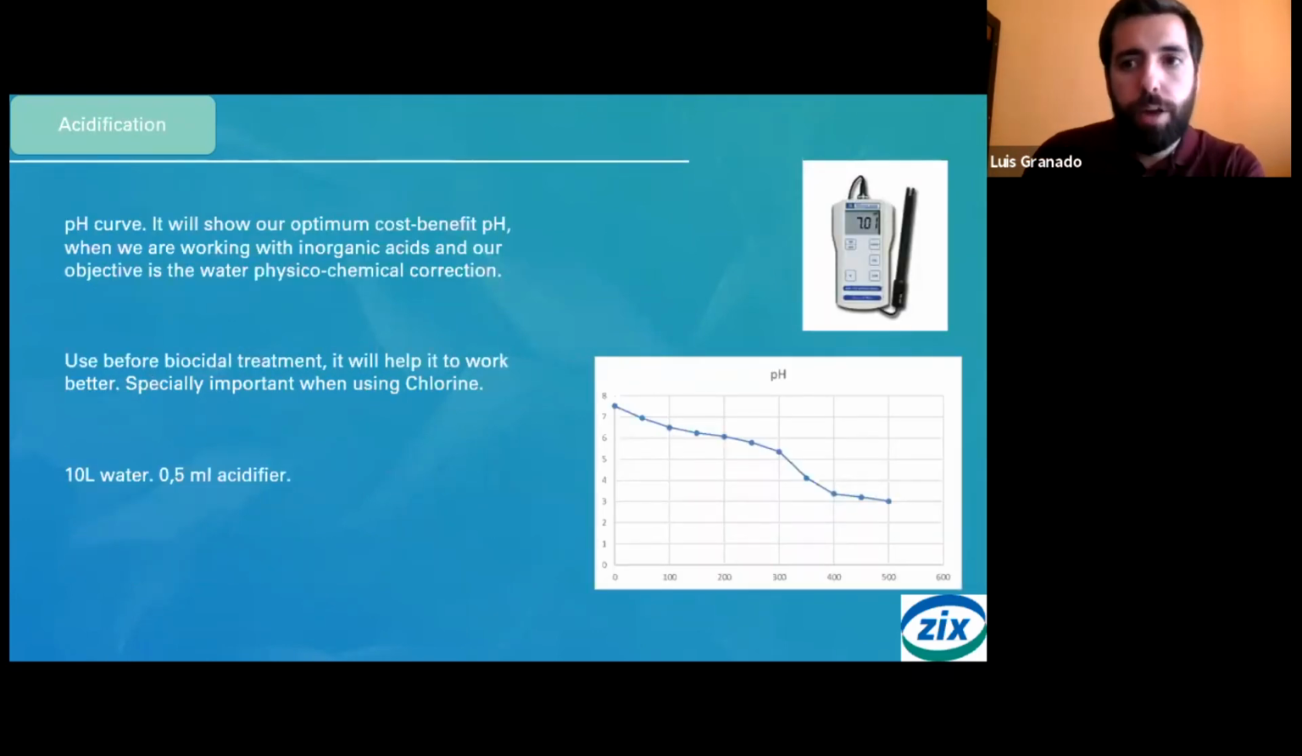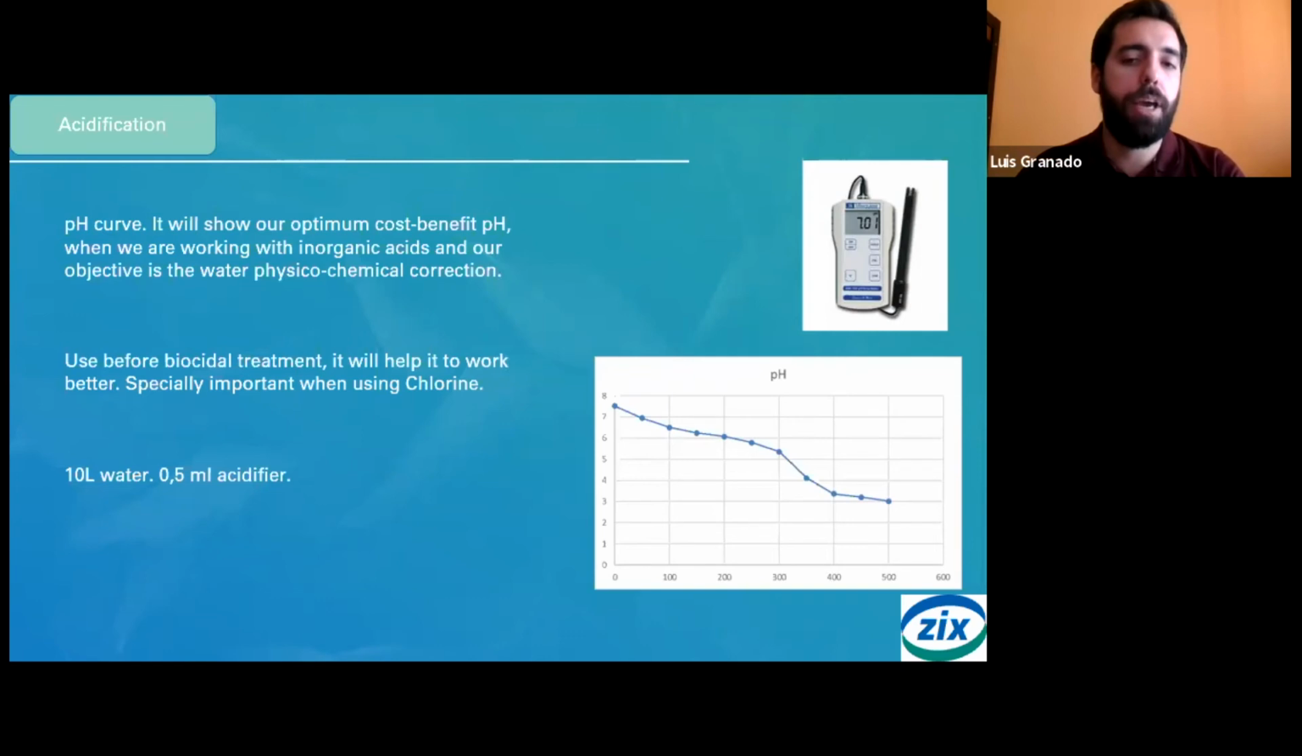But anyway, coming back to the inorganic acids for the physicochemical correction of the water, if we have a water with a high pH or over 7, and we don't want to work with that pH because we already know that it will affect the digestibility and other things, right? Then it is very important to carry out the pH curve for that water, right? And this will be influenced by the amount of salts, especially calcium carbonates, but many other salts inside of the water.